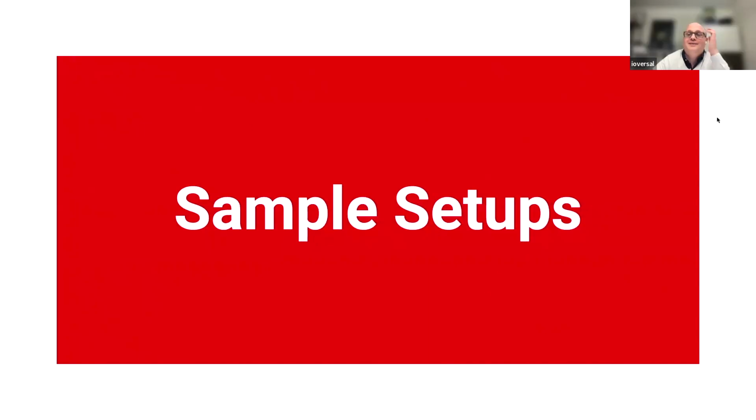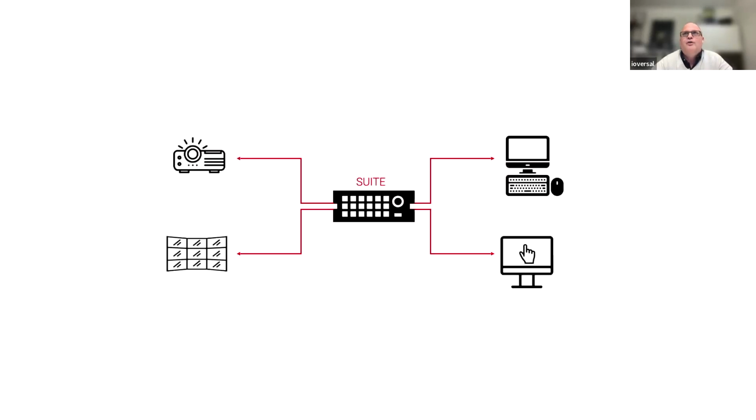Okay. So let's start with a few different sample setups of how Vertex can be used. The first one is what Jan just mentioned before, the famous Vertex Suite. This is the all-in-one solution. So for example, you could have a computer with 4 outputs, use one output to feed a projector, use one output to feed an LED wall or a multi-display wall.